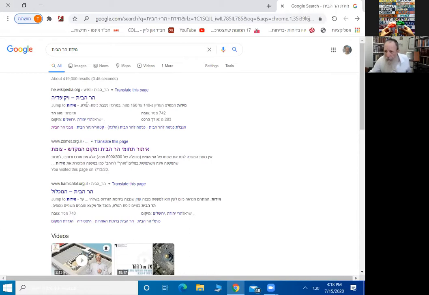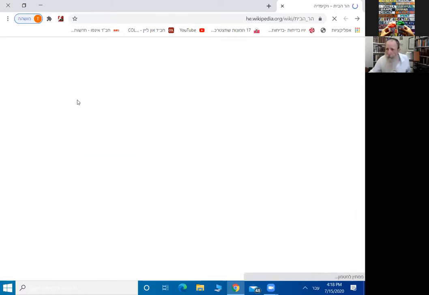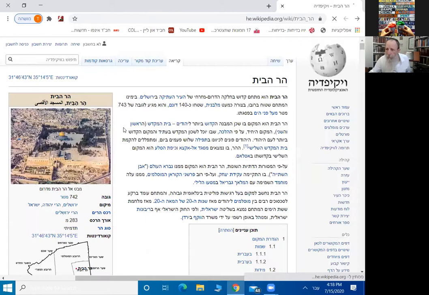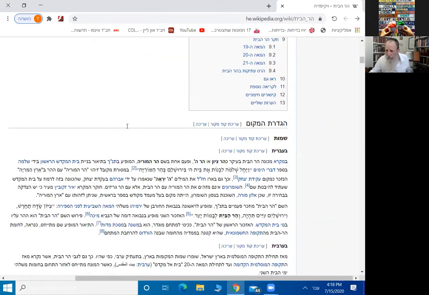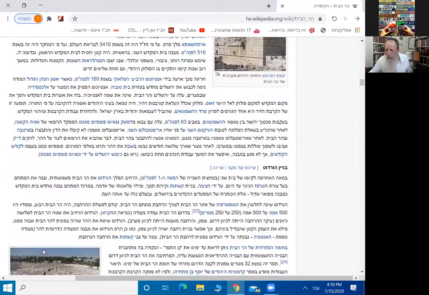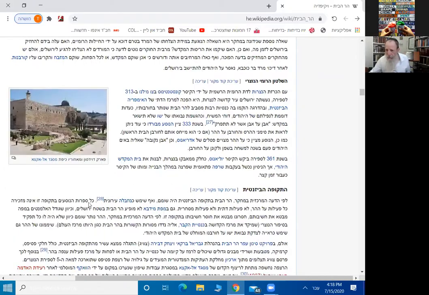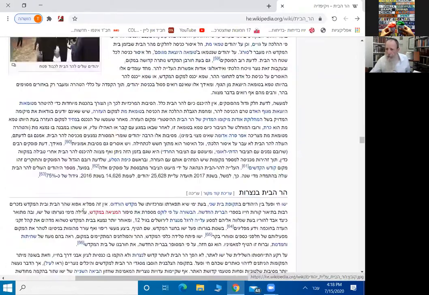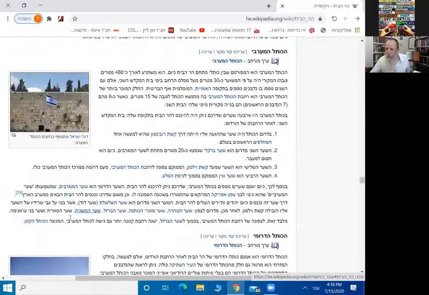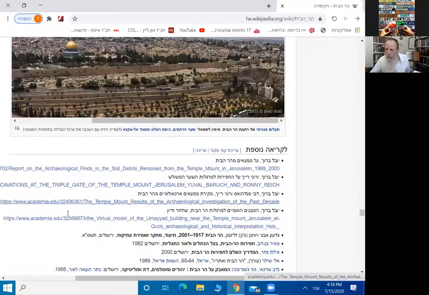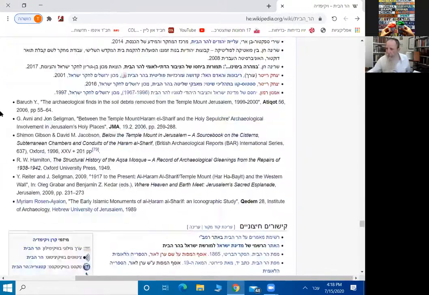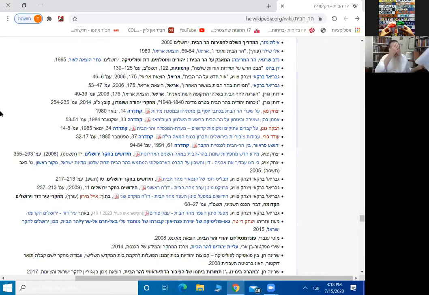We had a very nice picture of the Har HaBayit. Now this is the Har HaBayit. This is not the Beit HaMikdash. I think there's a picture down at the bottom of this whole thing over here. Is there? No, no picture. My mistake. Okay. Here's a picture of the first temple.